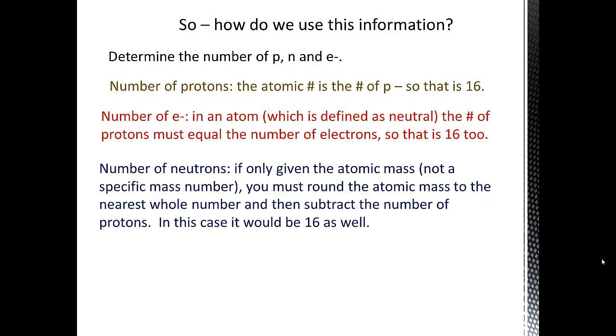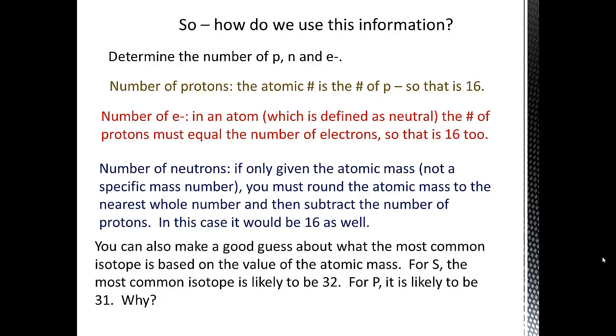For the number of neutrons, if you're only given the atomic mass or the information from your periodic table, you need to round that atomic mass to the nearest whole number, because you can't have a fraction of a proton or a fraction of a neutron in your actual atom. And then you subtract the number of protons. So for sulfur's case, you would round it to 32. You'd do 32 minus 16, and that would be 16 as well. If you're given a specific isotope number, like sulfur-34, then you would use that number instead of rounding the atomic mass.